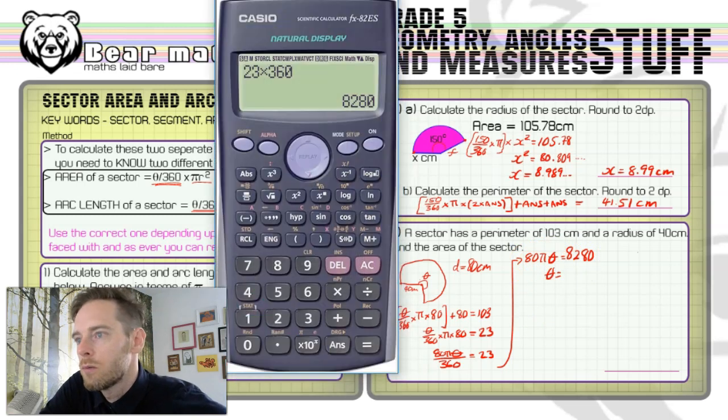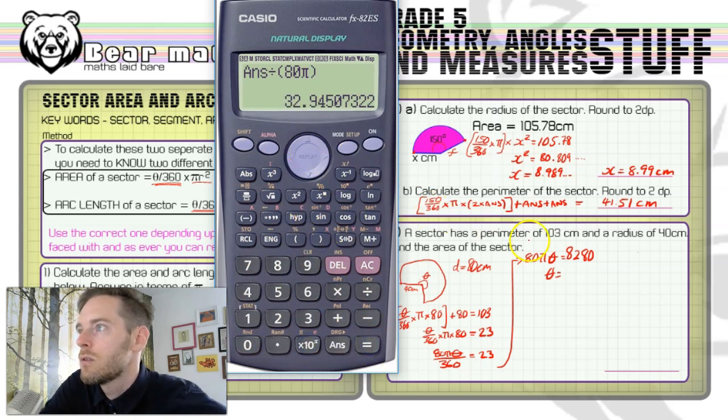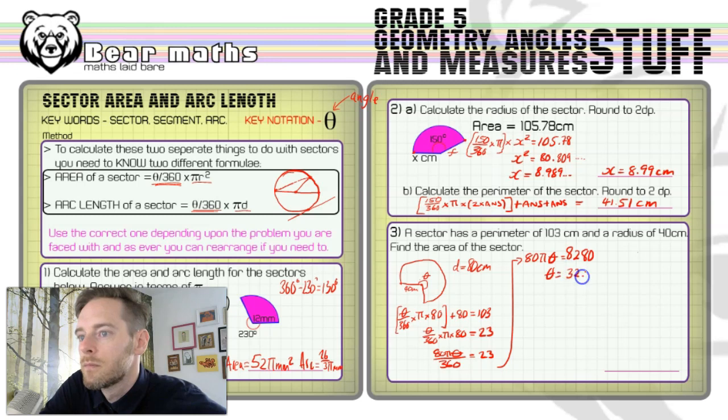So the angle equals, now I've got to be careful here, because this is the second time I've done this video, and before the calculator didn't do this bit properly because it's an old calculator, right? My new calculator would do it properly the way that I did it on here. This old calculator doesn't, so I have to be really careful. So I'm going to take the answer and divide by, and then I'm going to put in brackets 80 pi. All right, and I didn't put brackets in last time. And there you go, 32.94 something. All right, that is the angle at the center of this sector.